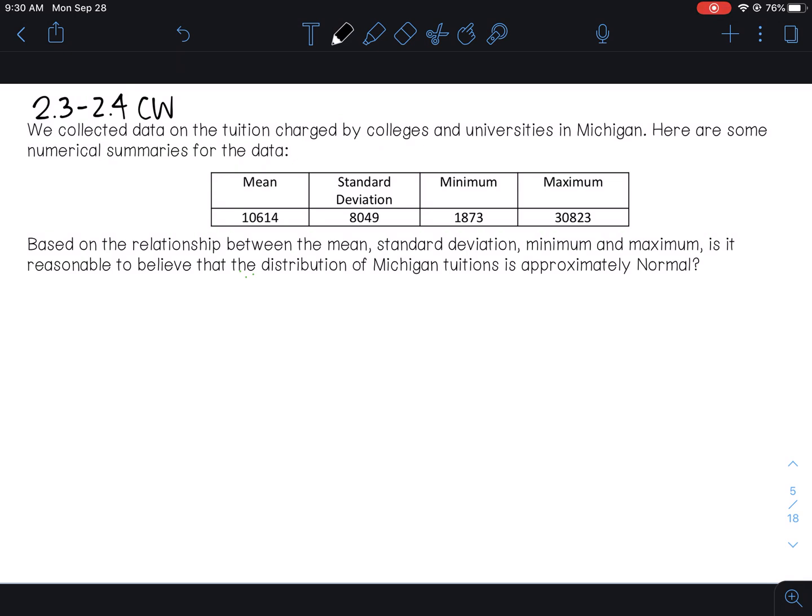So this is, we collected data on the tuition charged by colleges and universities in Michigan. Here are some numerical summaries of the data: the mean, standard deviation, minimum, and maximum. Based on the relationship between the mean, standard deviation, minimum, and maximum, is it reasonable to believe that the distribution of Michigan tuitions is approximately normal? So I want to start thinking under the premise that it is approximately normal.